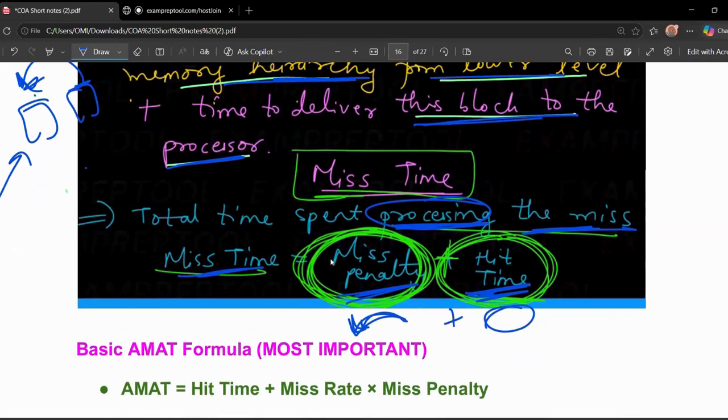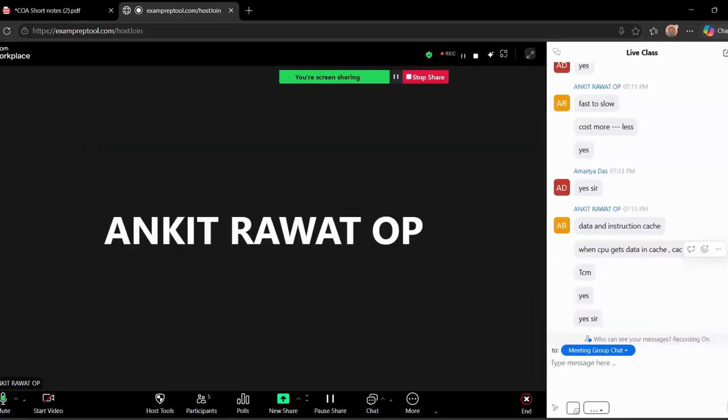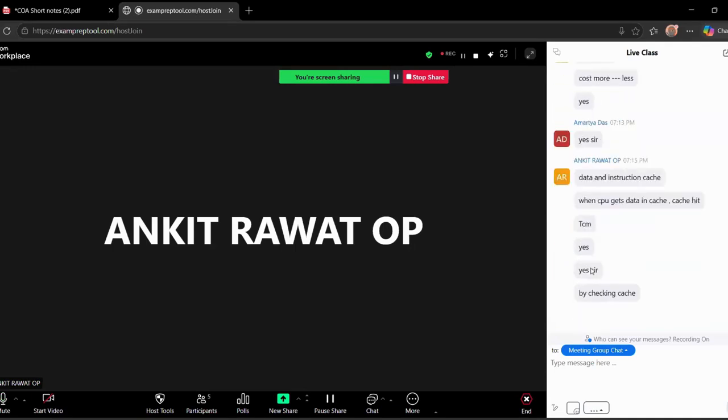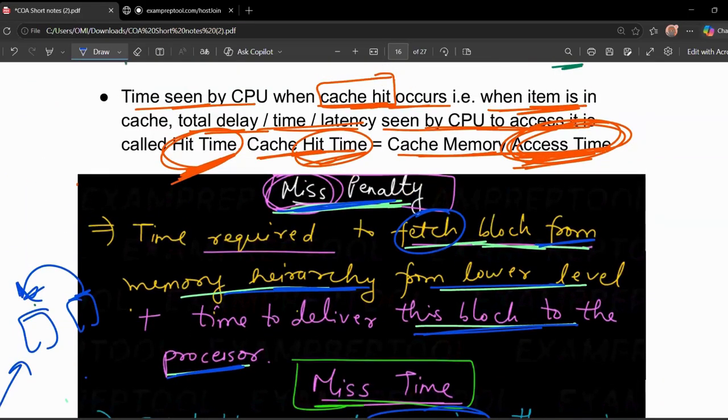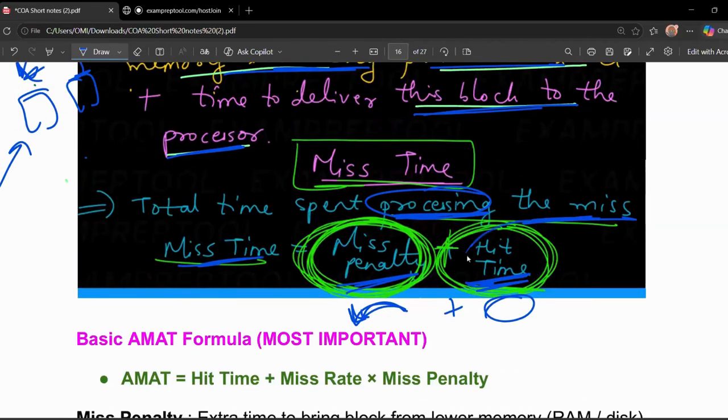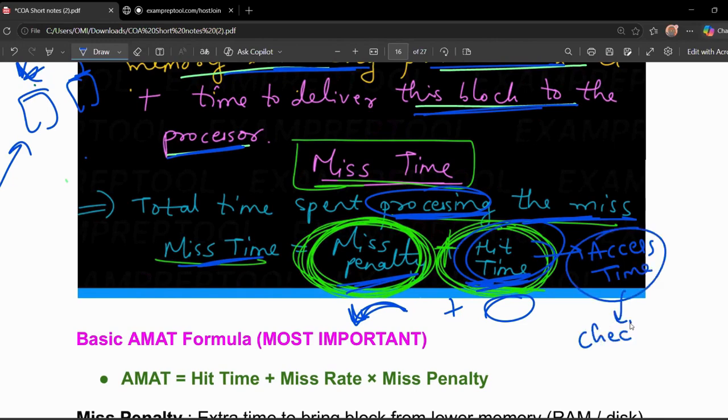First tell me, have you found out whether it is a hit or a miss? You have to access the cache, and only then can you know whether it is a hit or miss, by checking the cache. I have already written that cache hit time is the same as access time. So this term is your access time, and it is used for checking whether it is a hit or miss.